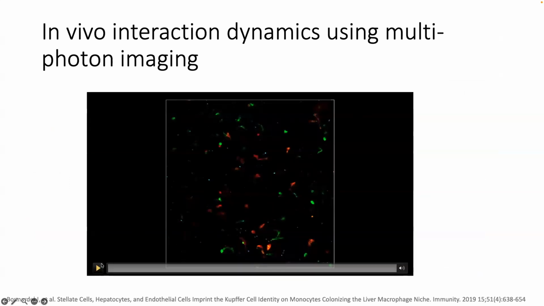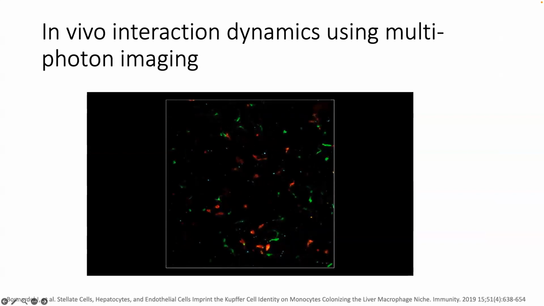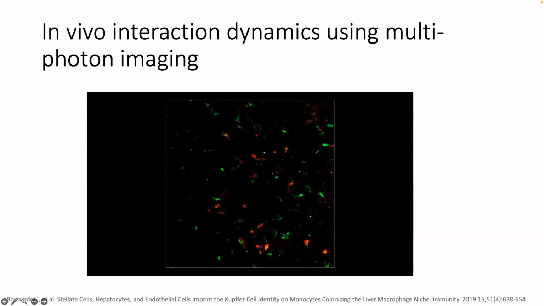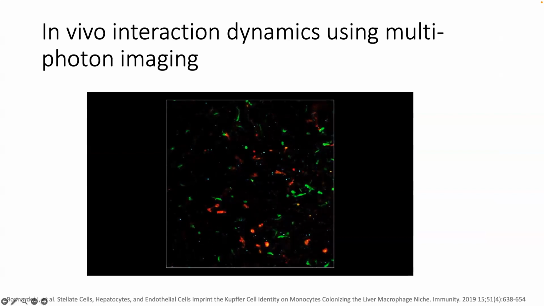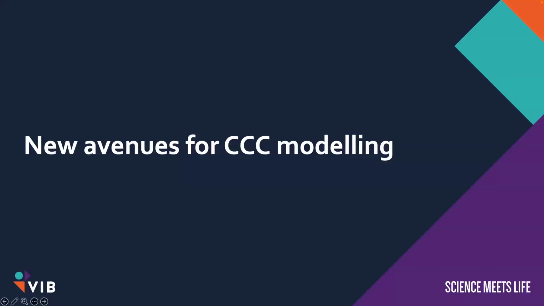This is just another way of validating, but more in the dynamic setting. This is a 2-photon imaging data set where we have these Kupffer cells and these monocytes. I don't have the time to show you the whole movie, but the Kupffer cells in red are dying and the monocytes are taking their place as the new niche cells here. So I'm going to conclude the lecture by showing you what's next in the field.